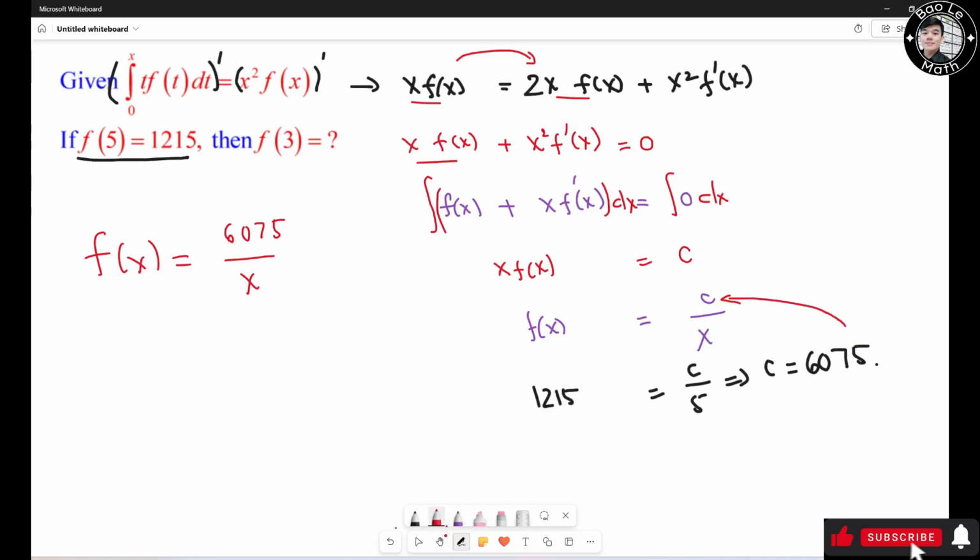Now I need to calculate the value of f of 3, right? So f of 3 equals 60.75 divided by 3. So the answer is 20.25.